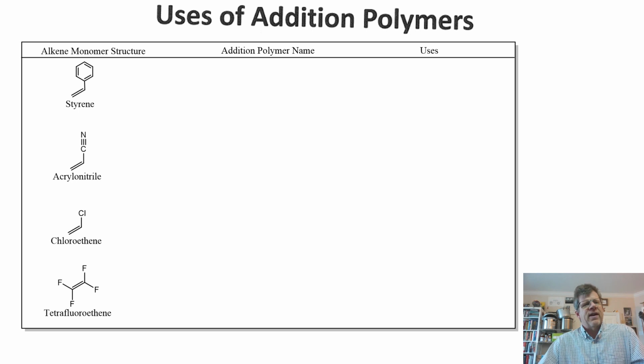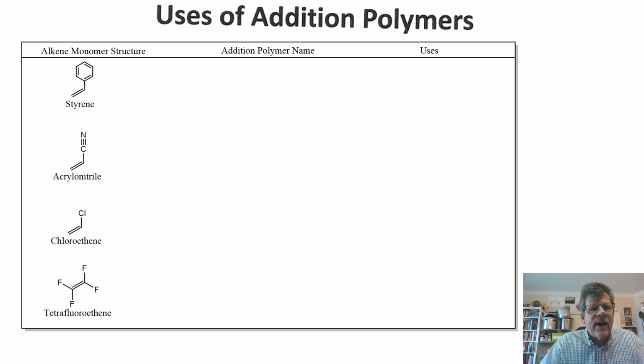Over on the left-hand side, I've got four different alkenes, as we can see, and each of these alkenes has a different substitution on it. Three of them have a single substitution, and one of them has all four positions substituted. My point is that these are different substitutions.